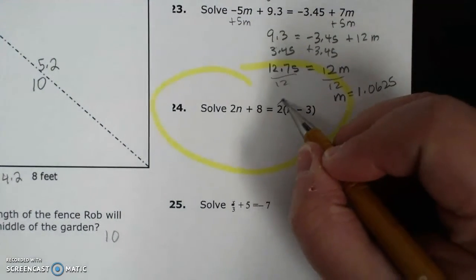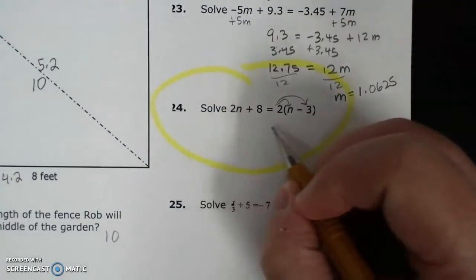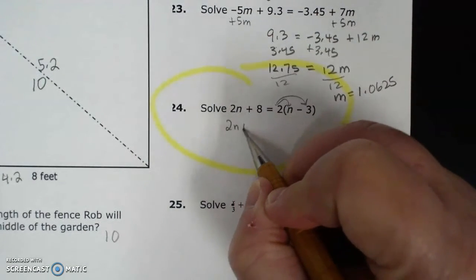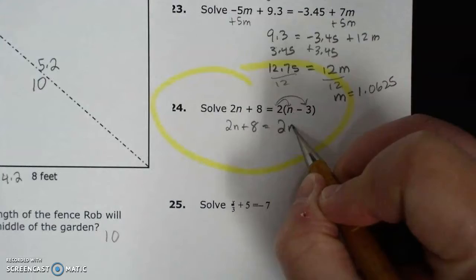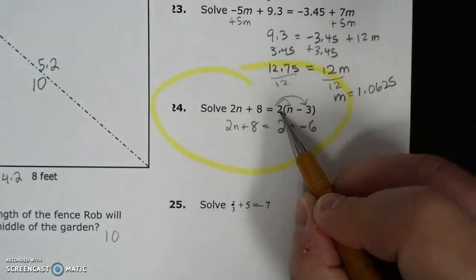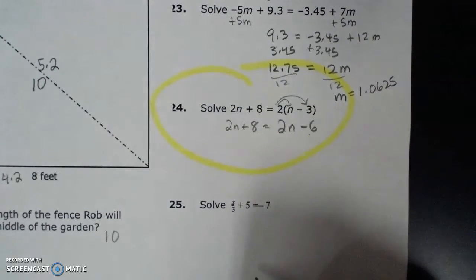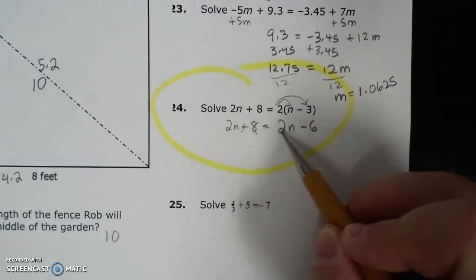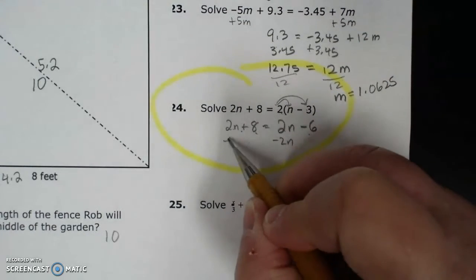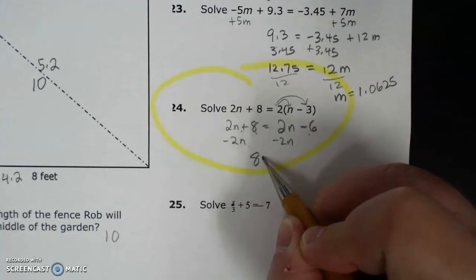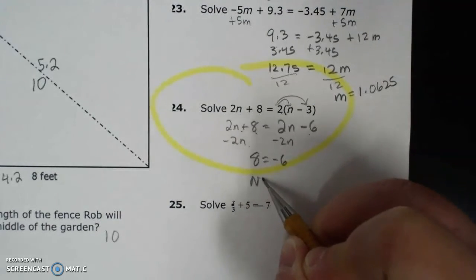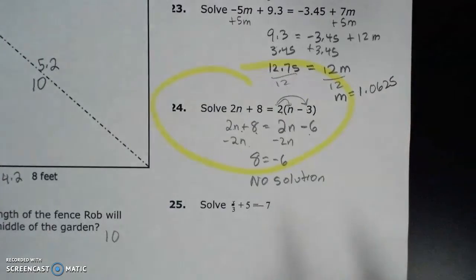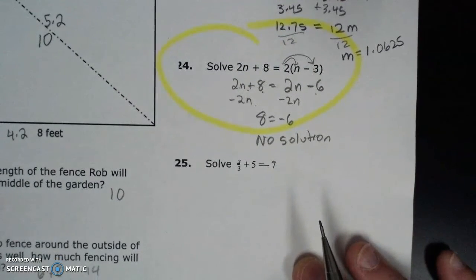Solve. Got to do distributive property. That's 2n plus 8 equals 2n minus 6, because when I distributed 2 to a negative 3, it becomes negative 6. That 2n plus a number, I subtract 2n, I subtract 2n. I get 8 equals negative 6. That means there is no solution, because never does 8 equal negative 6.